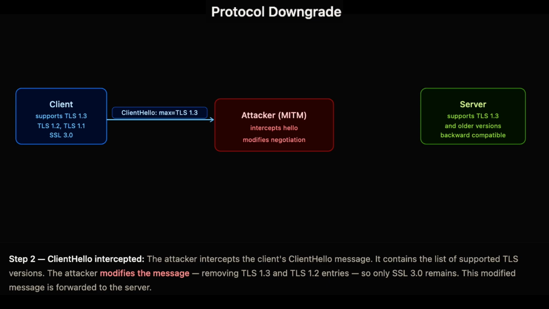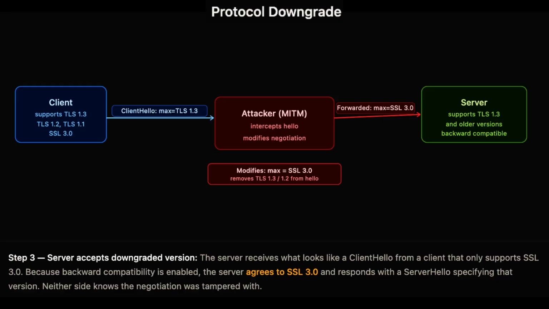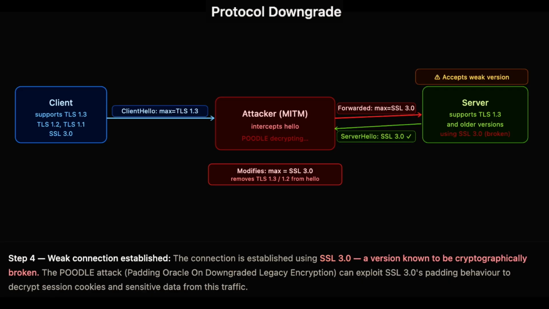The client sends a client hello with its highest supported version, TLS 1.3. The attacker intercepts the client's hello message. The attacker modifies the message, removing TLS 1.3 and TLS 1.2 entries, so only SSL 3.0 remains. This modified message is forwarded to the server. The server receives what looks like a client hello from a client that only supports SSL 3.0. Because backward compatibility is enabled, the server agrees to SSL 3.0 and responds with a server hello specifying that version.